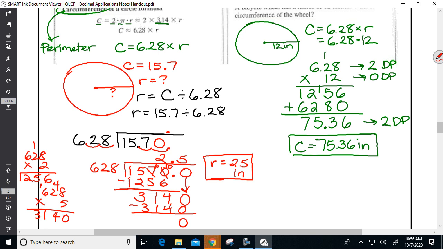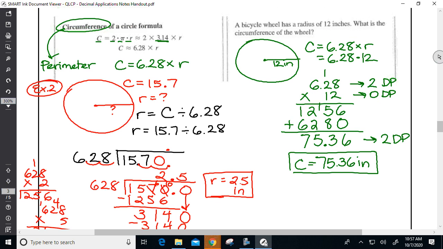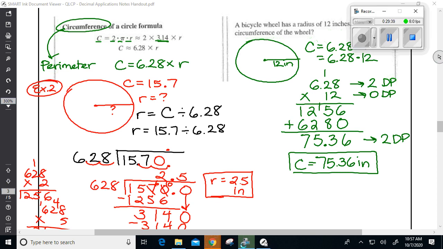So we did one example in which you had the radius and found the circumference, and then we did another example in which we did it the other way around. So before we go on to another scenario, let's give you a couple minutes to take a break. So pause my recorder. 2 minutes. Back on. Here we go.